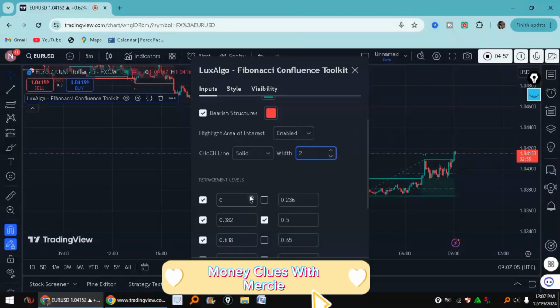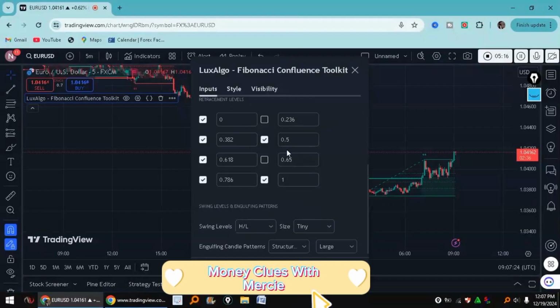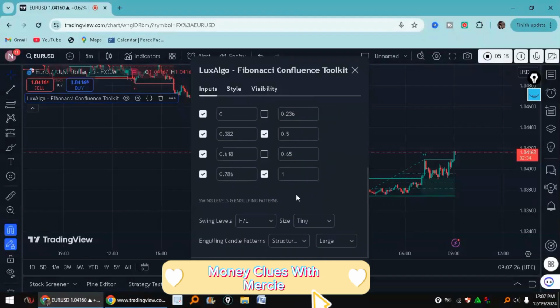And so guys, now this takes us to the Fibonacci retracement levels. You can activate the levels that you need to see. Personally, 0 is important, 0.382 activate it, 0.618 activate, 0.786 activate it, activate the 0.5, and as well activate 1.